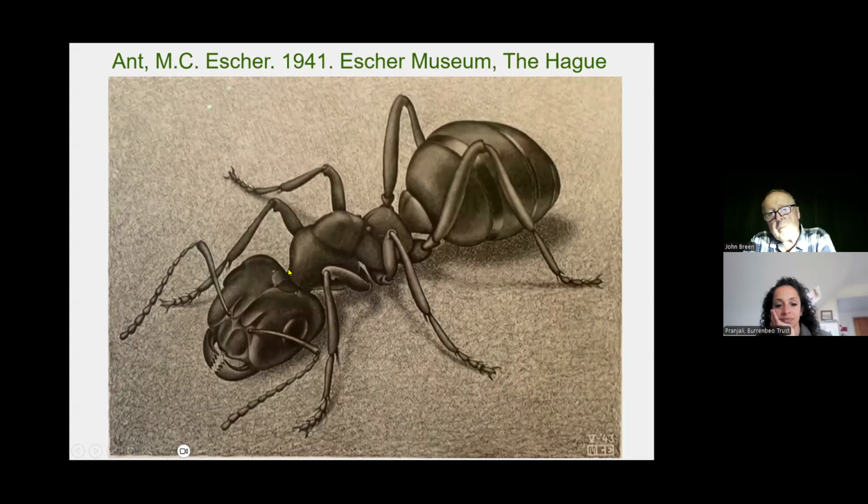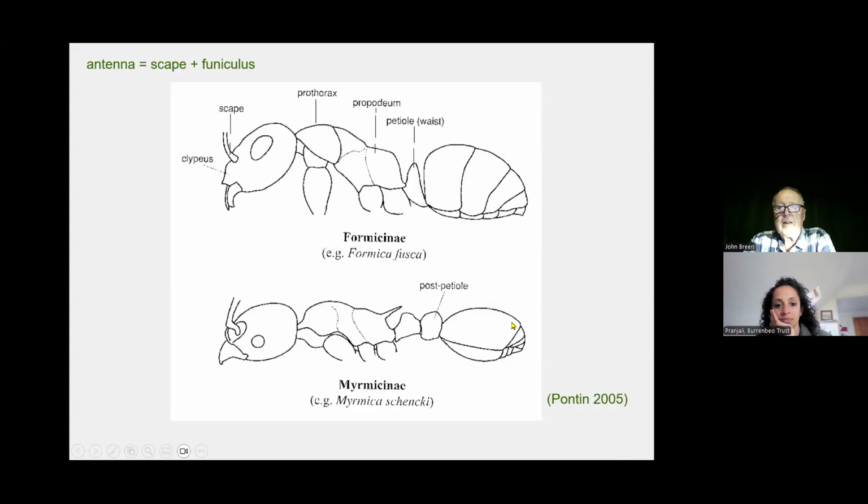And so this is a formicine ant. I'll be telling you what they are in a moment, because she has just two waists, and this part here is called the petiole. The formicine ants are either Formica or Lasius in Ireland. And she just has one petiole with a waist here and a waist here. And the myrmicine ants, which are the red ants, and I'll show you pictures in a moment, have a petiole and a post-petiole.